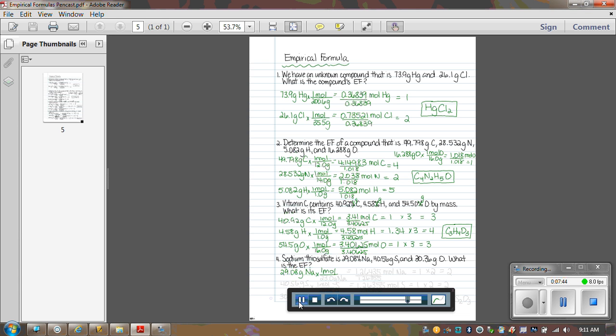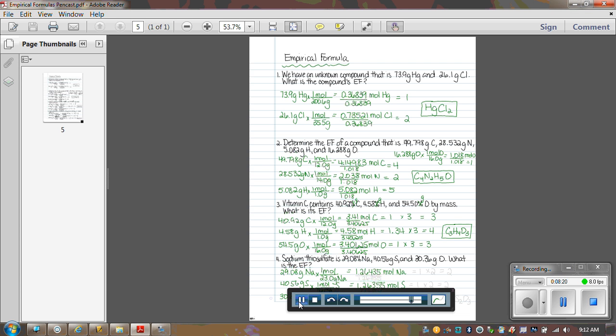So I'm converting my grams to moles. You end up with 1.26435 moles of Na. And then we have 40.56 grams of sulfur. Every 1 mole, 16.0 grams. And that is 1.26355.